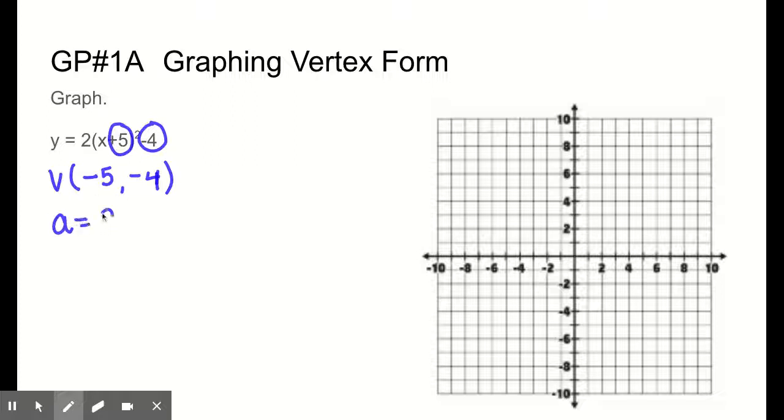Now, the A value gives us 2 different pieces of information. The first piece of information the A value gives us is whether the graph opens up or down. So because this is a +2, we know that our parabola is going to open up. And the second piece of information that we need to use the A value for is our graphing pattern.